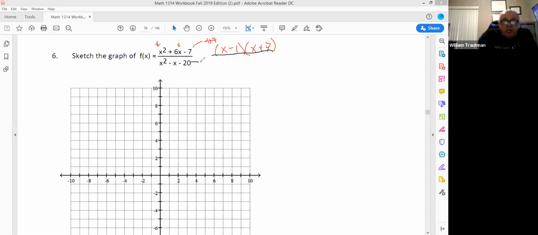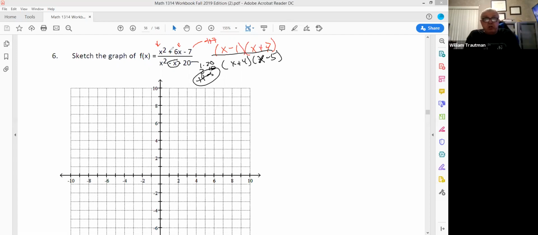On the bottom, 20 factors to 1 times 20, 2 times 10, 4 times 5. And if you look, we need to get a -1, and we can get it with a +4 and a -5. So the bottom factors to a +4 and a -5. So we factored it all. If you look, the top and bottom are the same degree. So we have a horizontal asymptote at y = 0. I might as well draw that. By the way, don't forget, sometimes you can cross horizontal asymptotes.